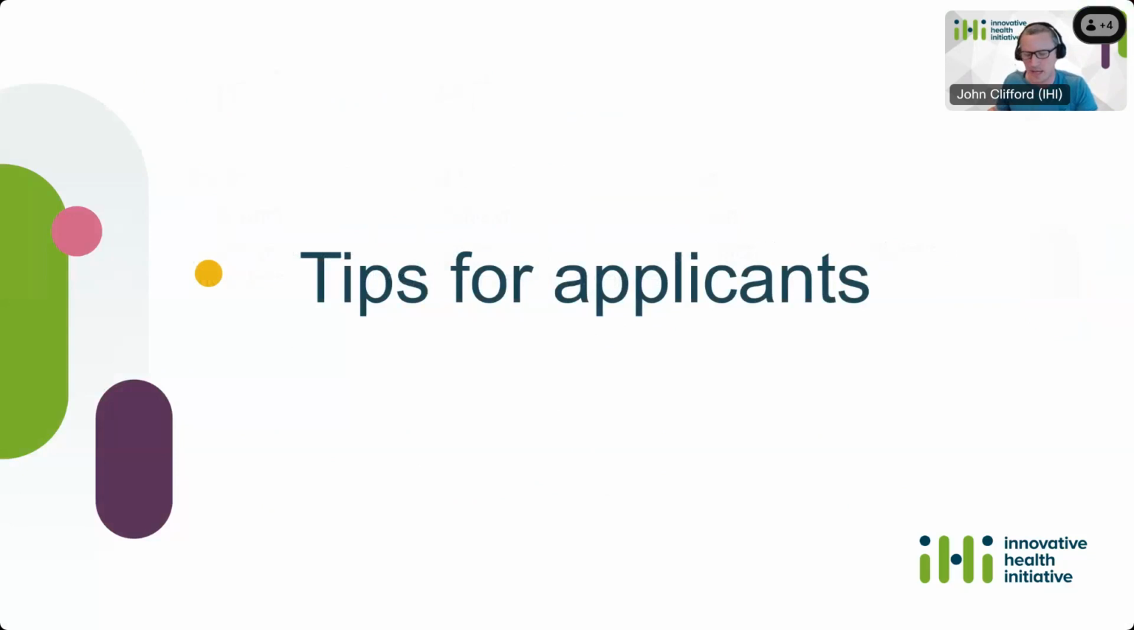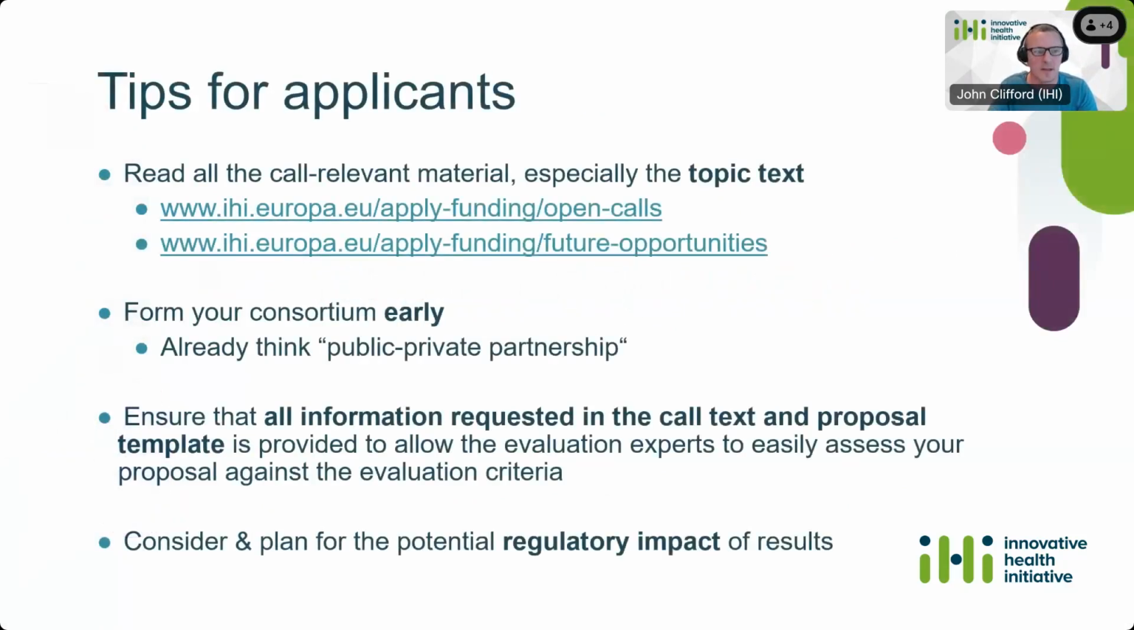So just some tips for applicants. Obviously, please read all of the call relevant material, especially the topic text. The topic text is really the key document against which your proposal will be evaluated. Form your consortium early. And when preparing your proposal, please already start thinking about the public-private partnership aspects in your proposal, even though industry is not part of the short proposal at this stage.